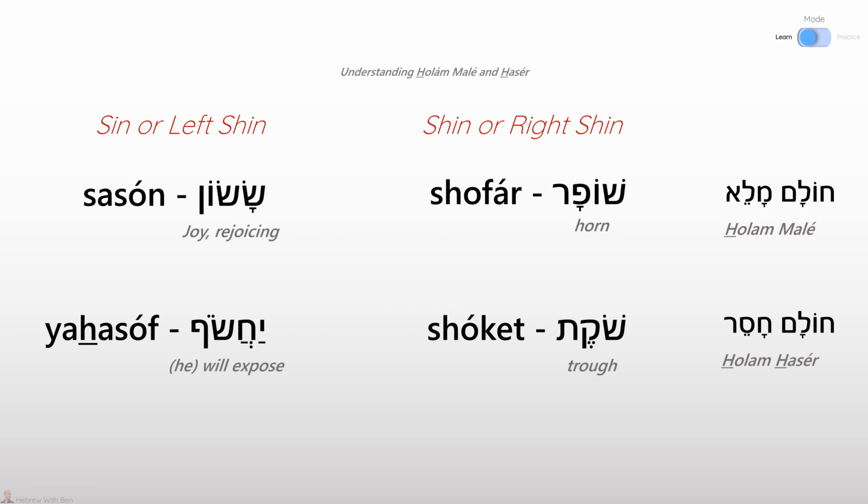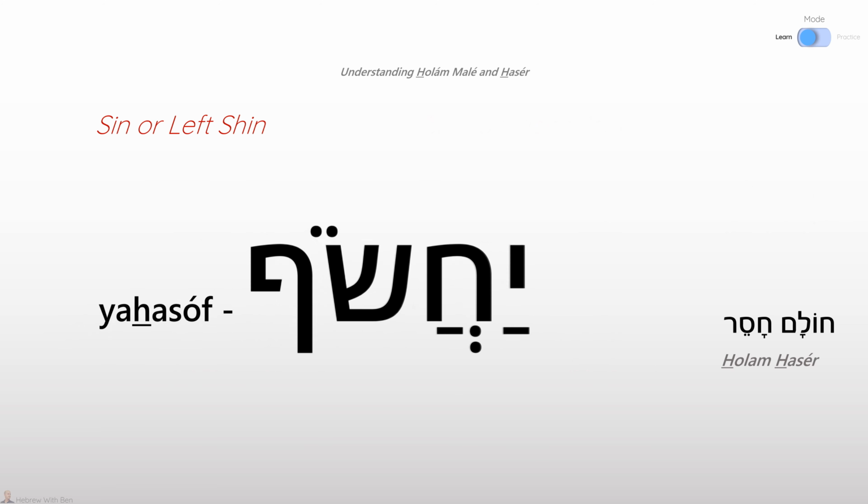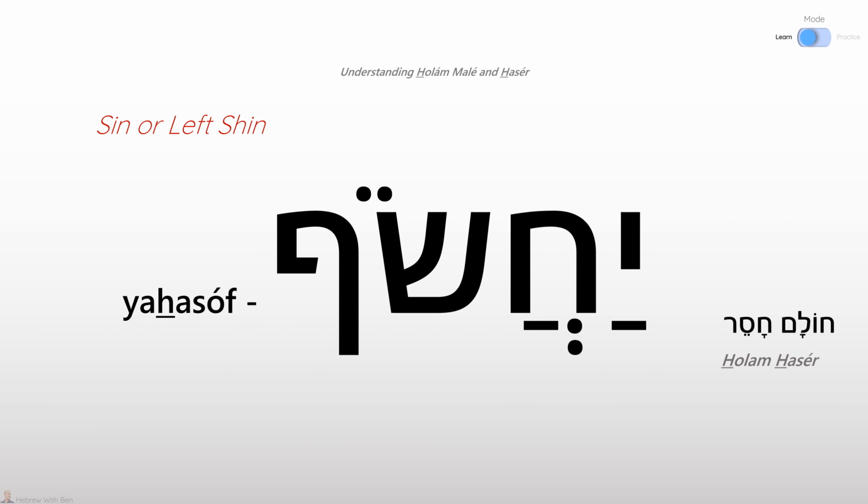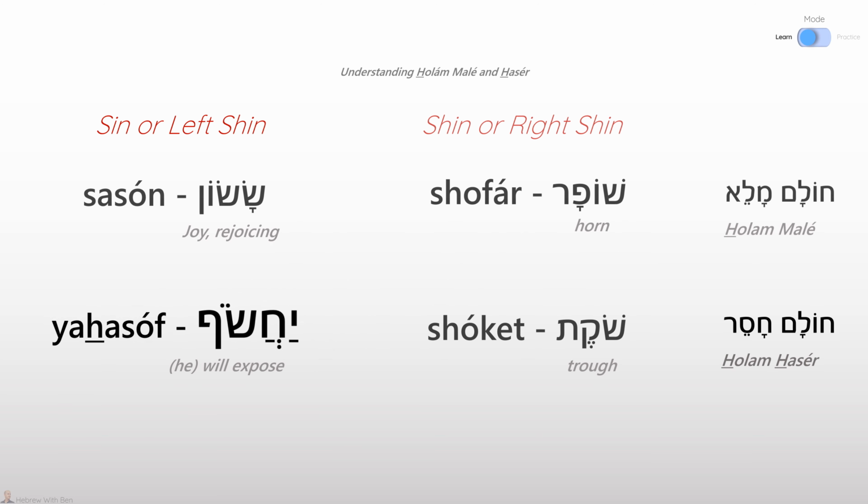Let's see the word yachasof. This is the left shin and the dot that belongs to it. The other left dot is the cholam chaser nikud sign. It is not a part of the letter. This may be a little confusing, so you must see it and learn how to recognize the correct dot. Go over the rest of the words on the screen until you feel confident about your ability to separate the dot that belongs to the letter shin from the cholam sign.